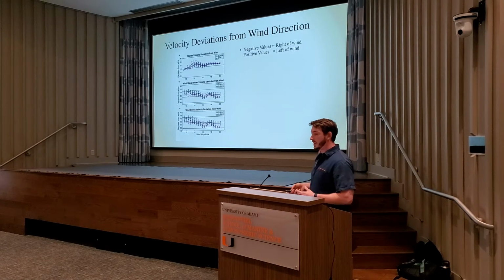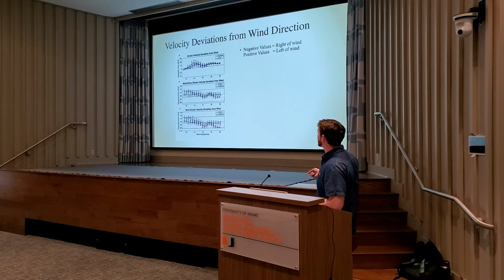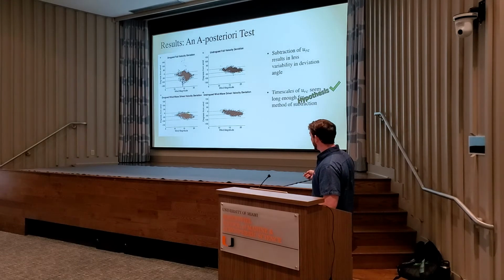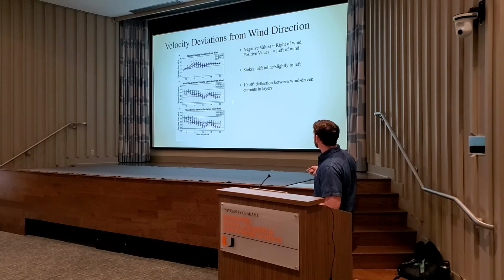So now we can look at velocity deviations from the wind. Here, this is the wind and wave driven component. So the same plots that I'm showing here, just binned and averaged with plus or minus 1 standard deviation as error bars. Stokes drift, we can see, is pretty much in line with the wind, or a little bit to the left, which agrees with theory. We see a deflection angle.